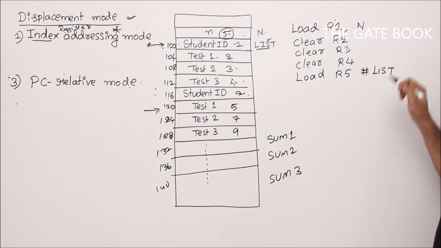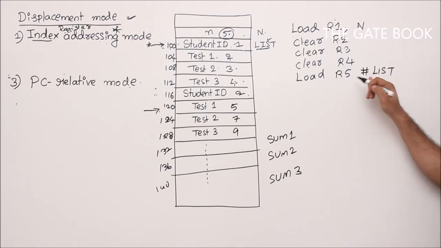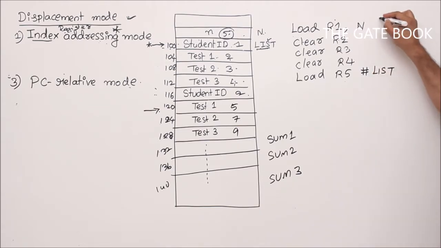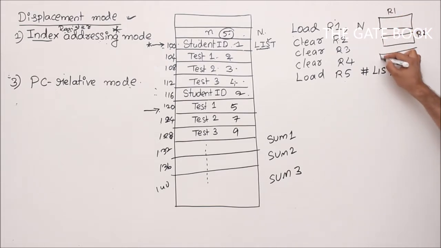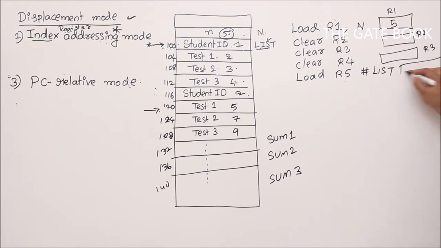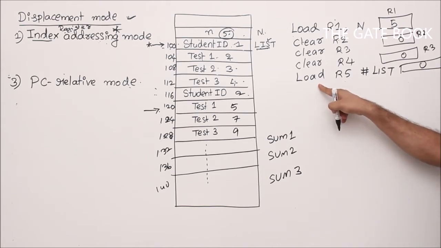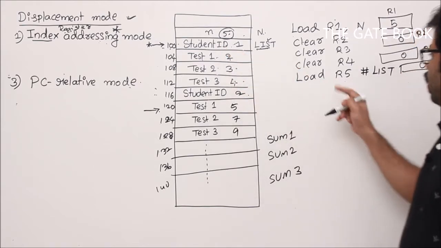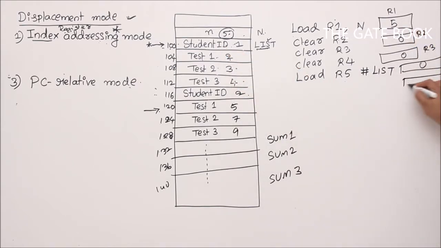By this time you should have some experience. Already we have seen how to use this hash, how to use this address and how to increment it, correct? Slowly you will understand. Now R5 contains... first of all let us see the contents. R1 initially has 5, that means there are 5 students. Next R2, R3, R4 contain zeros, since we cleared them. Then we took the list value using immediate mode. What is list? 100, right? We are now storing that 100 into register R5.